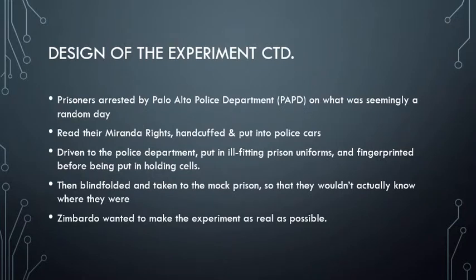To make the experiment as real as possible, the prisoners were arrested by Palo Alto Police Department on what was seemingly a random day, taken from their home just like in a real arrest. They were read their Miranda rights, handcuffed, and put into actual police cars. They were driven to the police department, put in ill-fitting prison uniforms, and got their fingerprints taken before being put in holding cells. They were then blindfolded and taken to the mock prison so that they wouldn't actually know where they were. As I said, Zimbardo wanted to make the experience as real as possible.